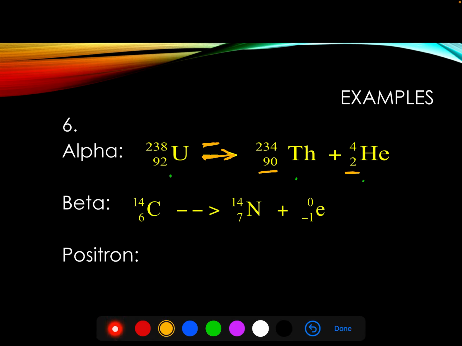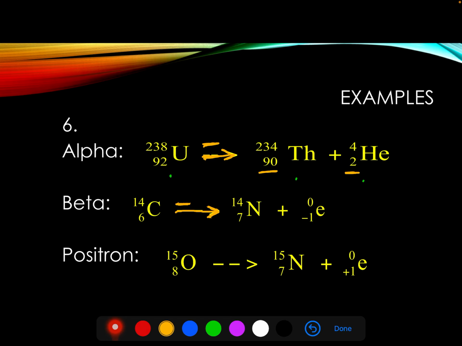Here's beta emission. This is, again, an arrow that you can think of in these equations as kind of an equal sign. You've got carbon-14 going through beta decay. Remember, beta decay is when a neutron is changed into a proton. So the atomic number goes up by 1, and the mass number does not change. And you can see that reflected in this equation: 7 plus negative 1, or in other words, 7 minus 1 equals 6, and 14 plus 0 equals 14.